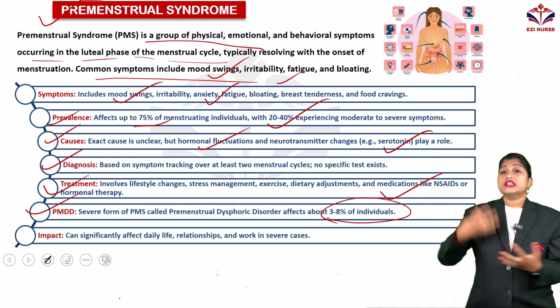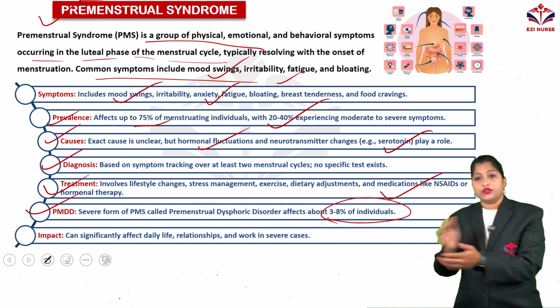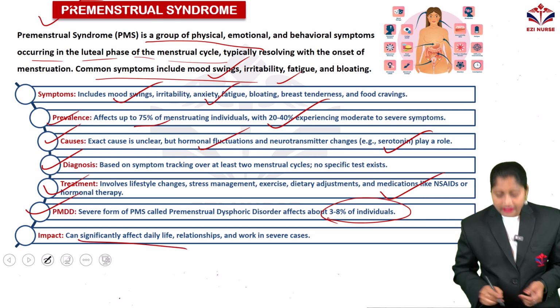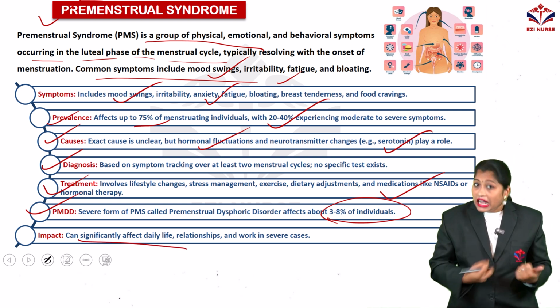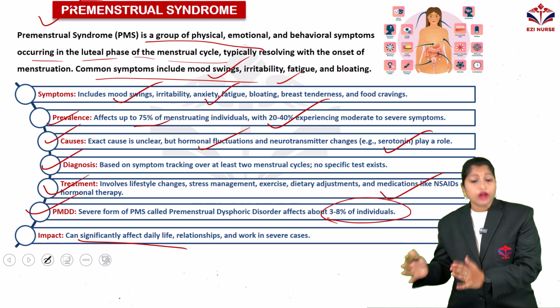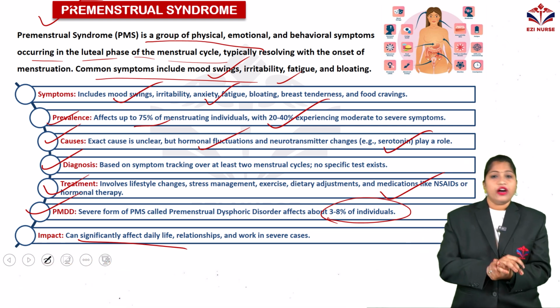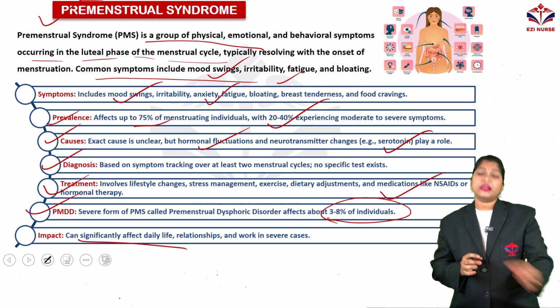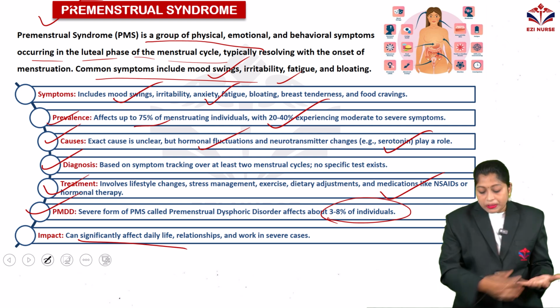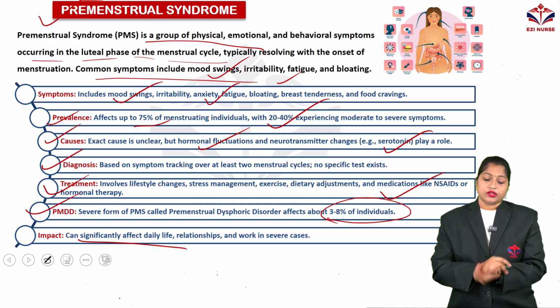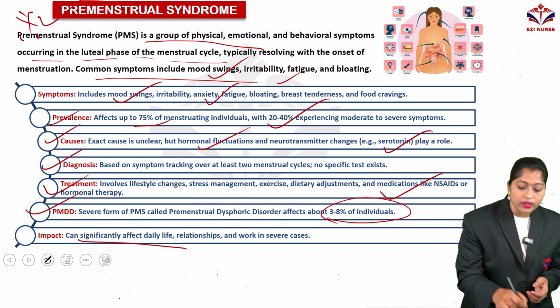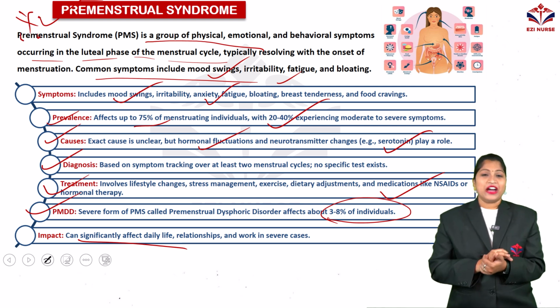And due to the impact of premenstrual dysphoric disorder, the person's daily life is significantly affected, his or her work is affected, and the relationships are also affected. That is the impact of premenstrual syndrome as well as premenstrual dysphoric disorder. So this is also one of the most important questions which can be asked for a 5 marker.